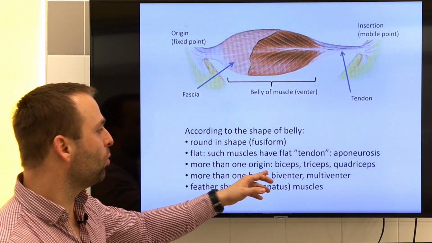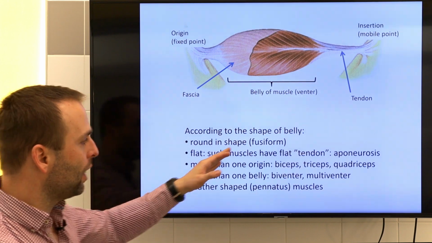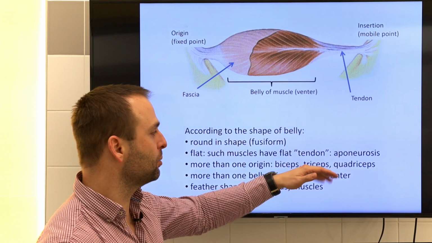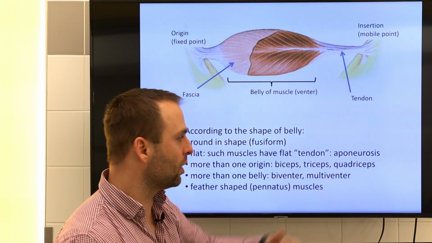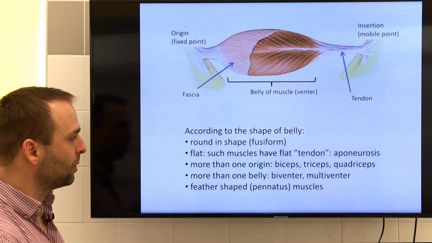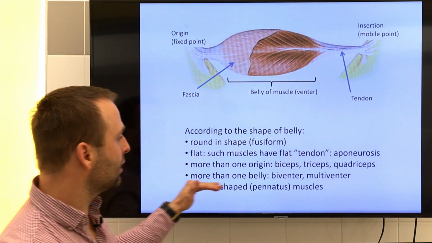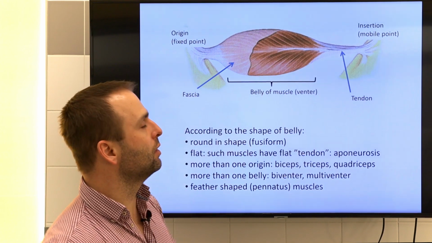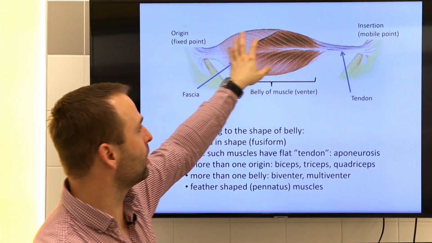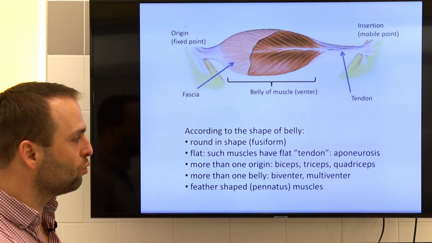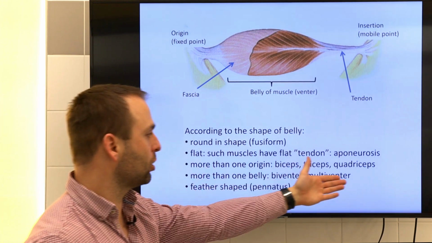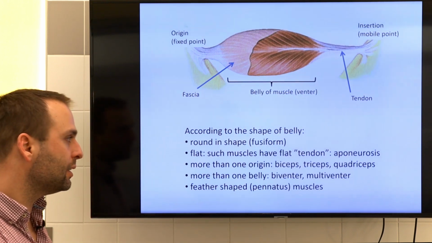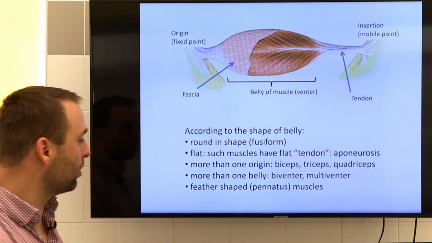If a muscle has more than one origin, then that's called a multi-headed muscle, so the biceps muscle with 2 heads, triceps, quadriceps, 3 and 4 heads respectively. If it has more than one belly, so an inserted middle tendon is separating the muscle belly into 2 or more parts, then you call such a muscle a biventer with 2 bellies or multiventer muscles. These are rare but occur in the human body.